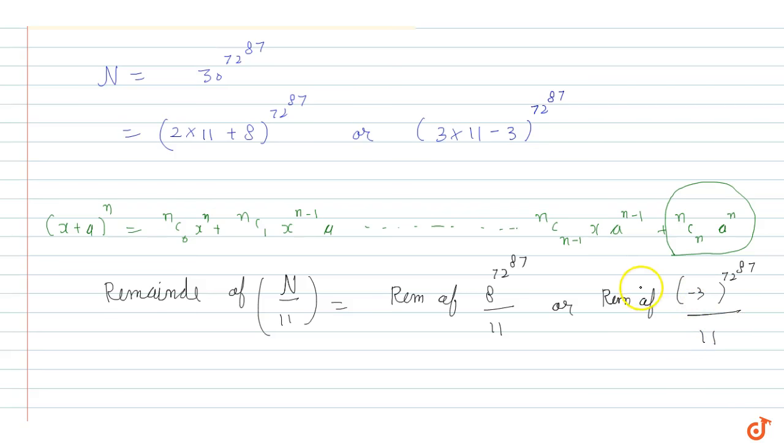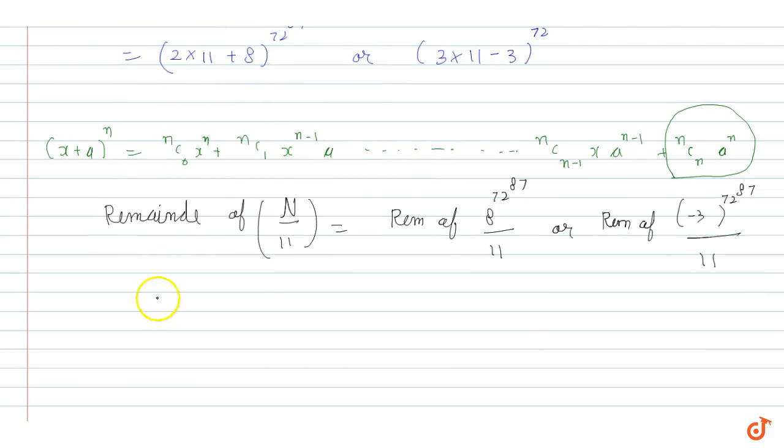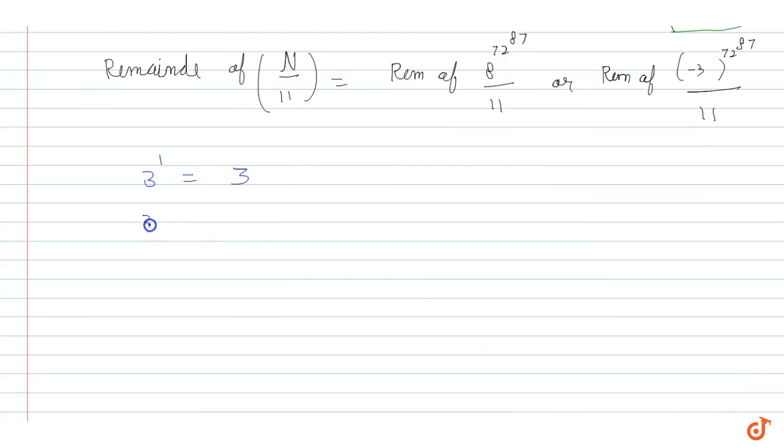But in this question we will follow the minus 3. Let's see the powers of 3. 3 raised to power 1 is equal to 3. 3 raised to power 2 is equal to 9. 3 raised to power 3 is equal to 27. 3 raised to power 4 is equal to 81. 3 raised to power 5 is equal to 243, and 3 raised to power 6 is equal to 729.